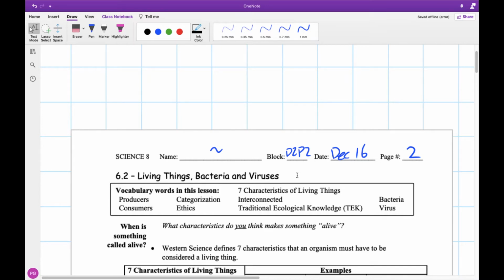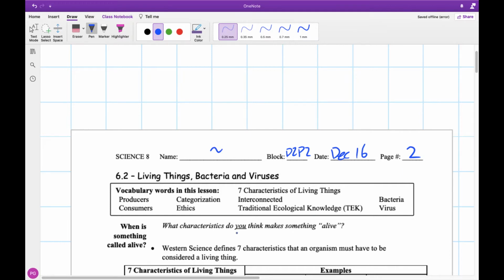Today we're going to be talking about what makes a living thing, along with some examples of bacteria and viruses that go along with this. Now before we dive into our notes, don't forget to put your name, the block, as well as the date, and this is going to be page 2 of our notes.